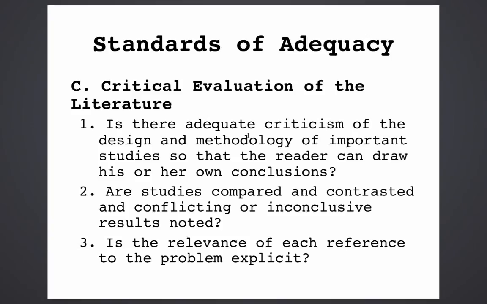Are appropriate comparisons made in order to identify conflicts? This is a really important way to situate your study as necessary. Oftentimes, studies will be published that disagree on the actual way we should be viewing the problem, and those are going to be very important studies to justify further research. And then, is the relevance of each reference to the problem explicit? If there are a lot of studies included that don't seem relevant to the problem, then that's going to be an issue.